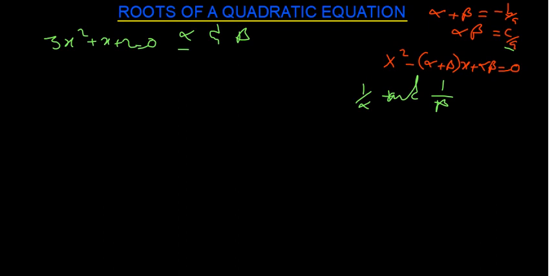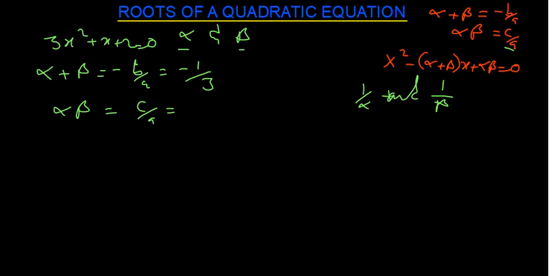So the first thing, we need to find alpha plus beta and alpha times beta. So alpha plus beta, we know it is negative b over a. So in this case, our b is 1, so that will be negative 1 over our a, which is 3. And then alpha beta is going to be c over a, which is going to give us our c is 2, our a is 3. So we will find the value for alpha beta, and then we can come to our new roots.